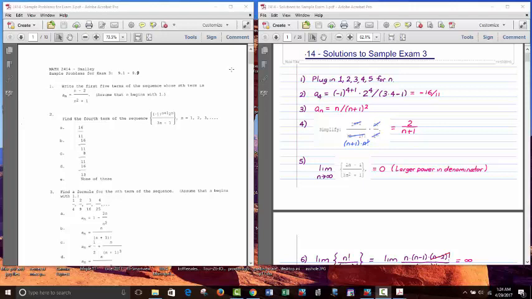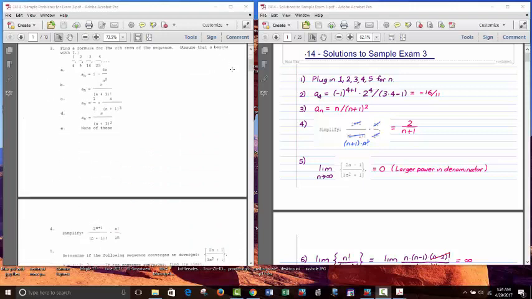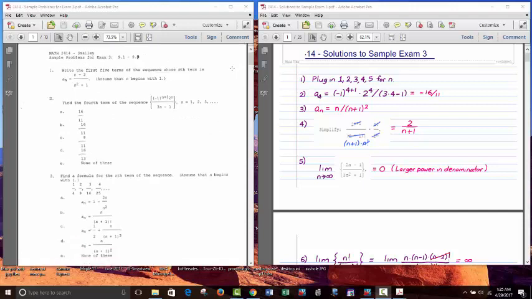Now, what I don't have on here is a recursive problem. So there's a chance that might be on the test where you find a certain term of a recursive sequence. So go back and look at my notes for that. It's not too difficult. That just means you use a previous term of another sequence to calculate the next term.